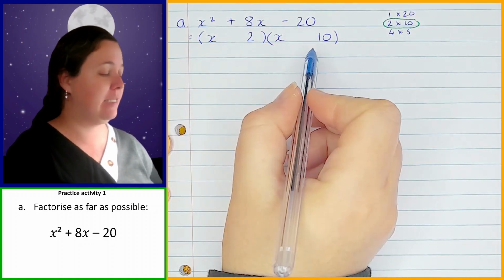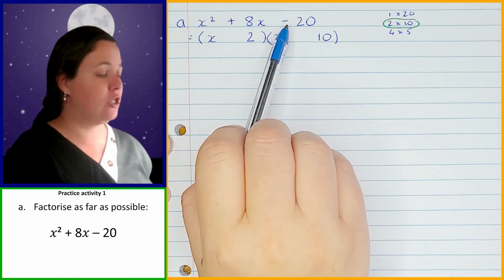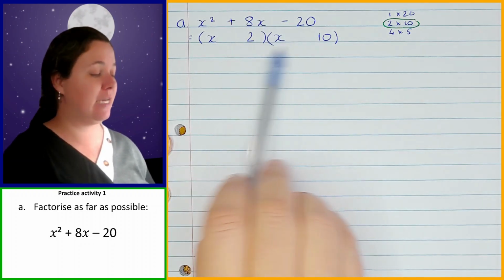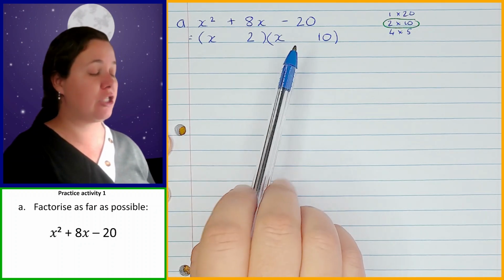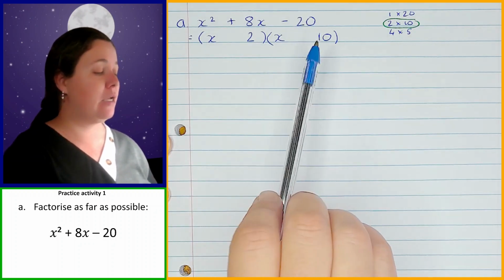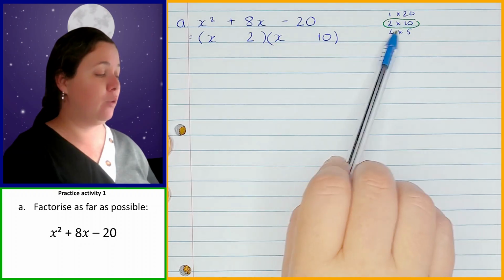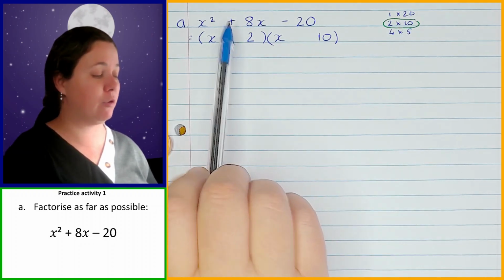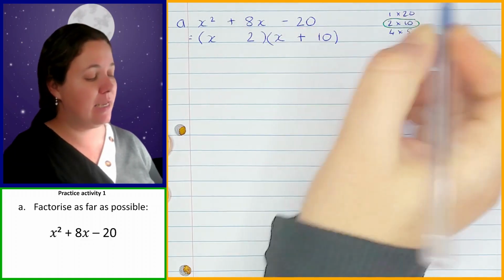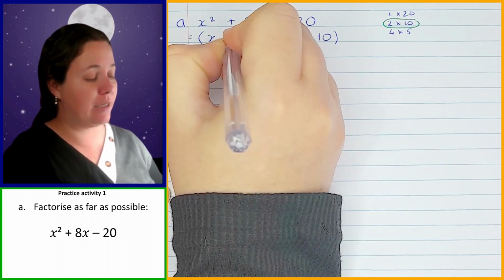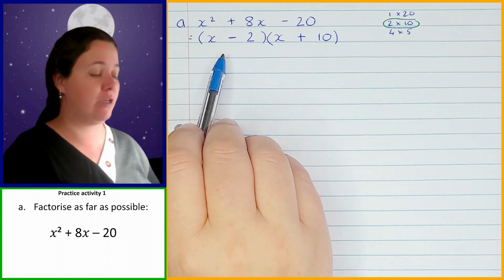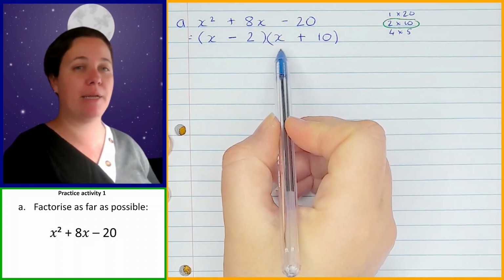Then once I've got that, I then need to go and sort out my signs. So because this is minus, it means that the signs in the two brackets are going to be different. There's going to be 1 plus and 1 minus. The bigger number, the bigger one of our factors, is going to get the sign of the middle term. So because the middle term is positive, that's going to be a plus, and this bracket is going to get a minus. So that's what you should have got for that trinomial when you factorize. You should have got x minus 2 multiplied by x plus 10.